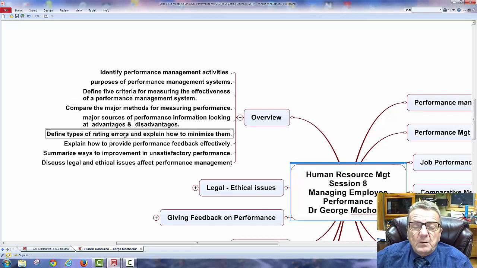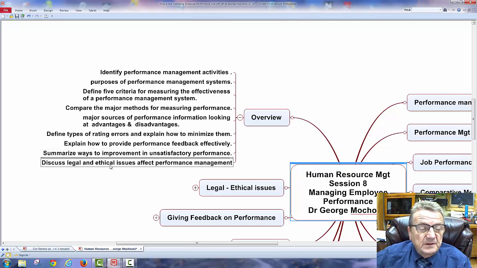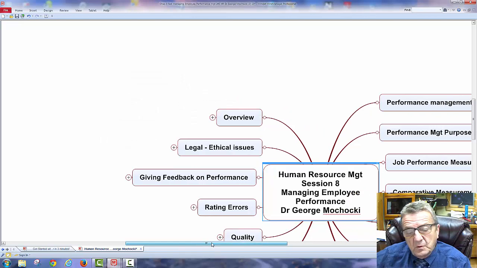We're all human. We see people who have the halo effect: one impression, and then we rate them negatively. It may be just on something that's physical, but that's not necessarily how you rate them. You rate them on whether he or she achieved the objective, the measurements, the components that I'm asking them to be rated on. Explain how to improve performance feedback effectively, summarize ways to improve unsatisfactory performance, and discuss legal and ethical issues that affect performance management. Those are things we should be looking at at all times. That's the overview. So let's now zoom over to the other side.